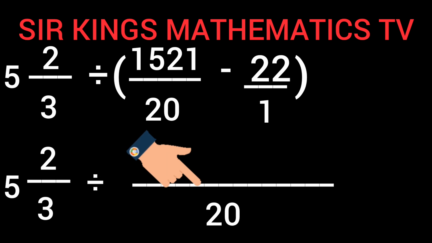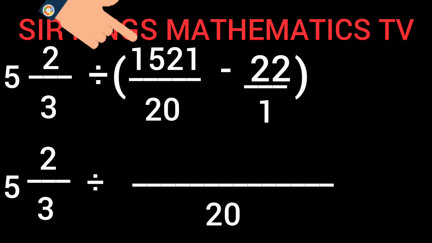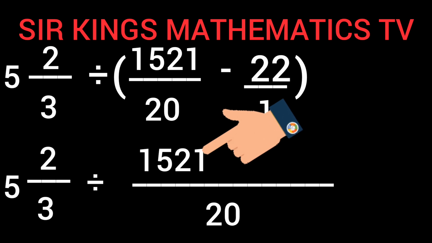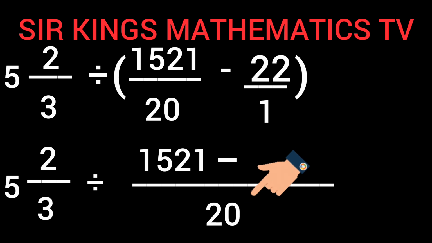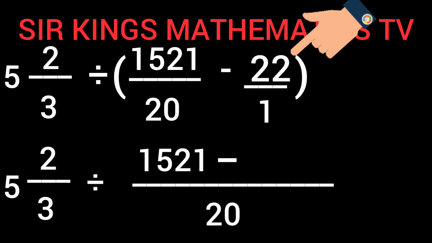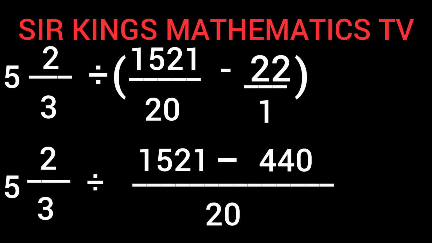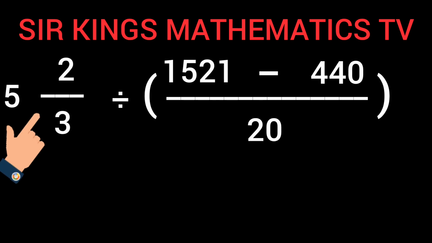20 into 20 will give us 1. 1 times 1521 will give us 1521. Write it down here. Write down minus sign here. 1 into 20 will give us 20. 20 times 22 will give us 440. Close bracket. Write down 5 2/3.